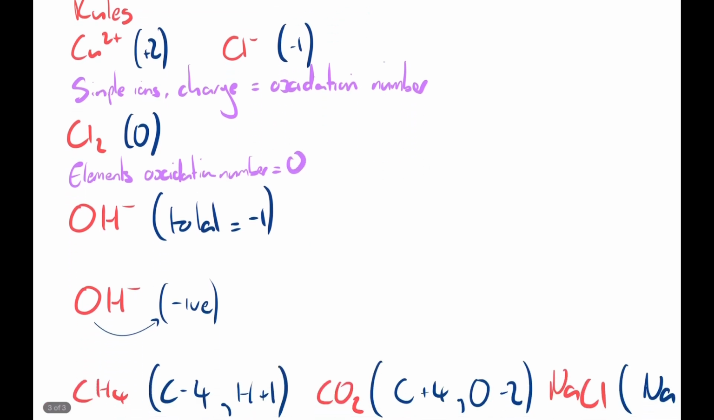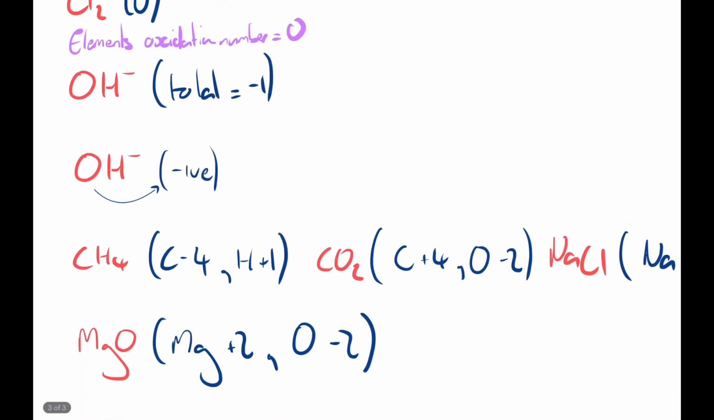Next, so OH-, good example. So here we've got an example of a polyatomic ion. Here, all of our oxidation numbers will add up to -1, right? And we'll explore that a little bit more later. So polyatomic ions, total of oxidation numbers equals charge.